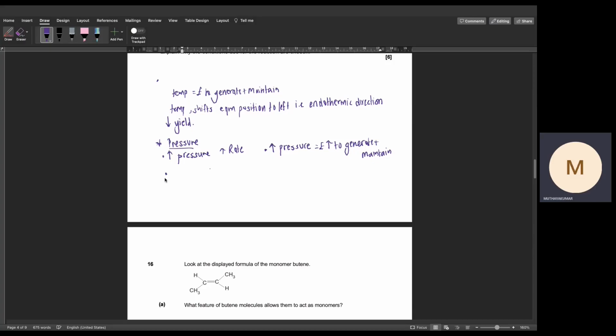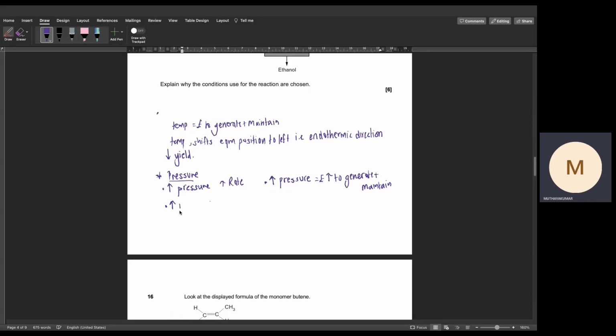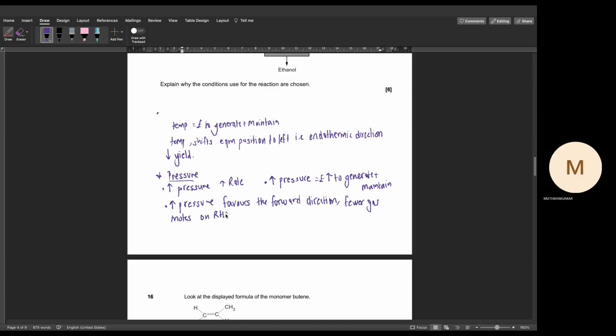In terms of the effect on equilibrium position, we need to consider the number of moles of gas on either side. On the left-hand side, we've got 2 moles of gas. On the right-hand side, we've got 1 mole of gas. Increasing the pressure will shift to the side with fewer moles, which is going to be the right. So in this case, increasing the pressure will increase the yield because it favors the forwards direction, as there are fewer gas moles on the right-hand side. This increases yield.